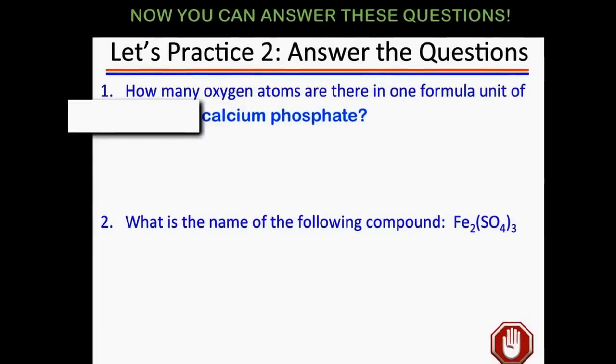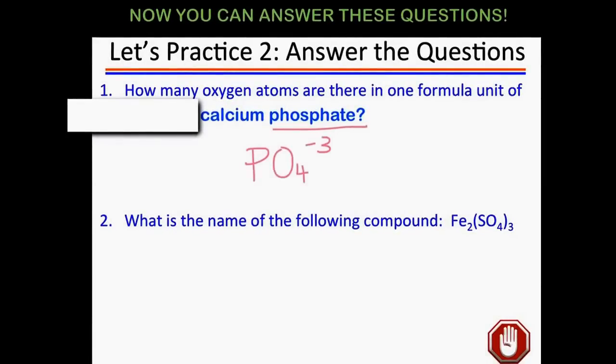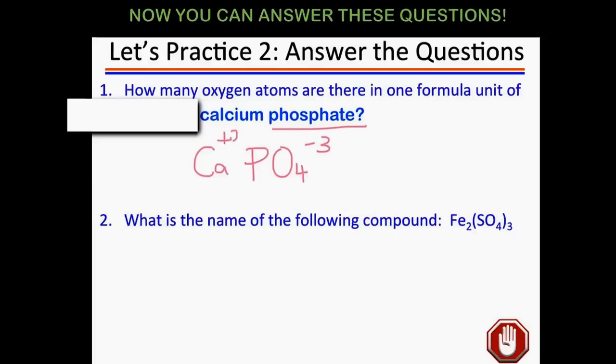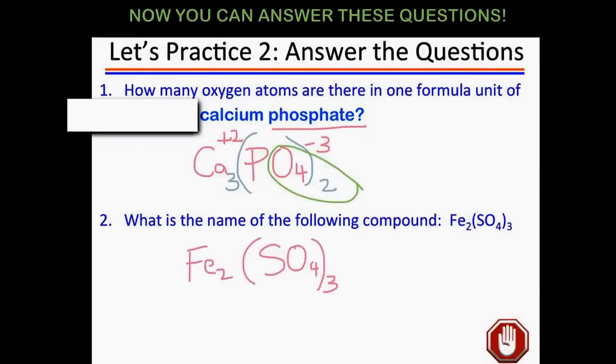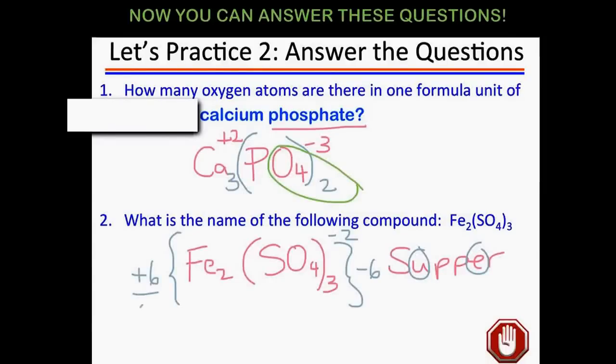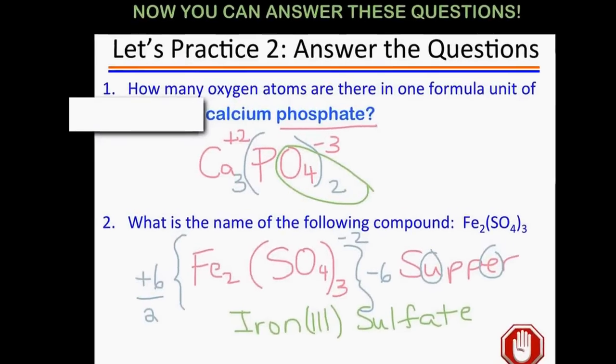For number 1, we know phosphate. And periodic table patterns tell us that calcium has a +2 charge. We make the total charge equal 0 by having 2 phosphates and 3 calciums, and then it's easy to see that there are 8 oxygen atoms. For sulfate, supper is my clue. 2 vowels, -2 charge, which totals -6, which means the iron has a +6 divided by 2 atoms is a +3 charge per atom, and so it's written as iron 3 sulfate.